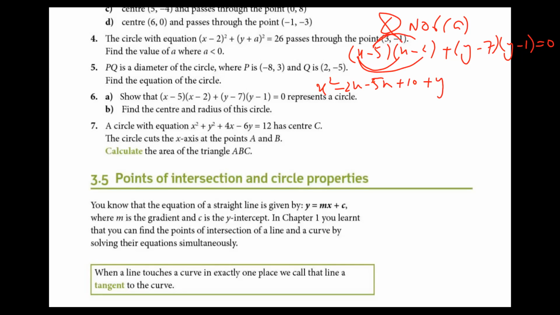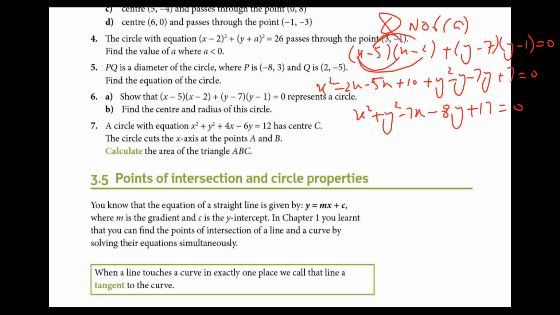Similarly, y square minus 5 minus 7y plus 7 equals 0. Reorder, which means I collect x square and y square. Then I'll copy negative 2, negative 5, which gives negative 7x. Negative 7, negative 1, which gives negative 8y. And 10 plus 7 gives 17.